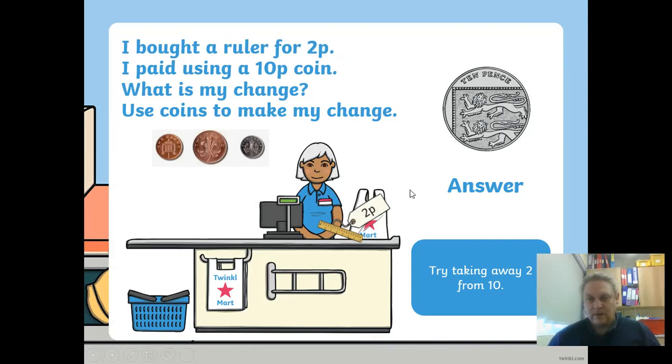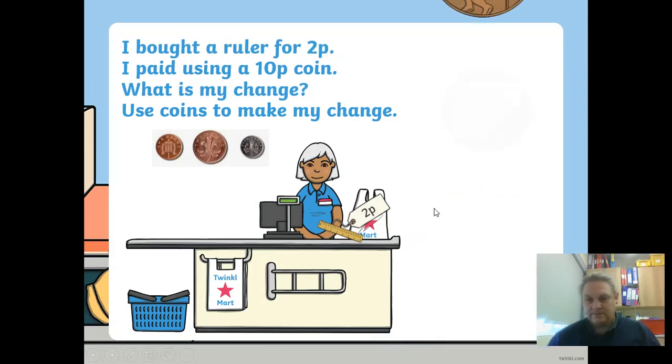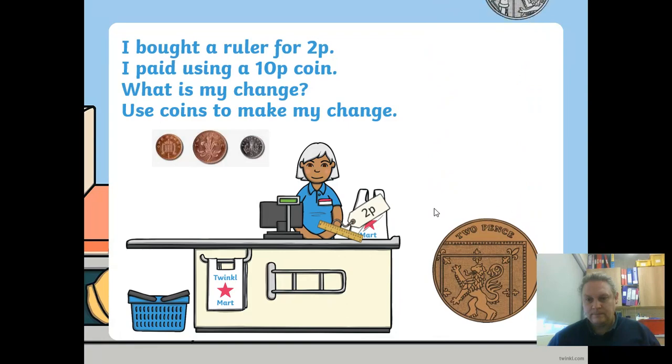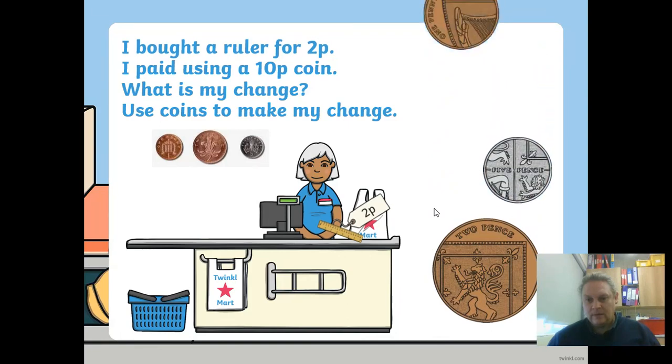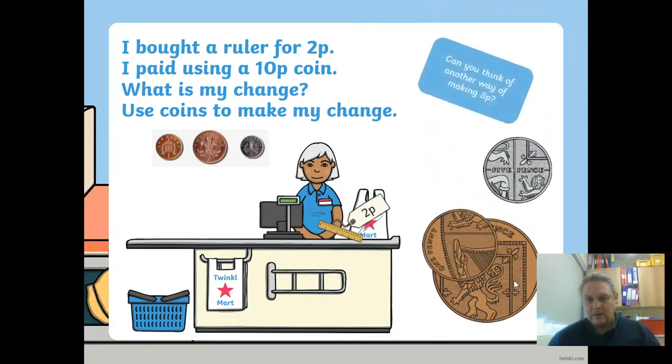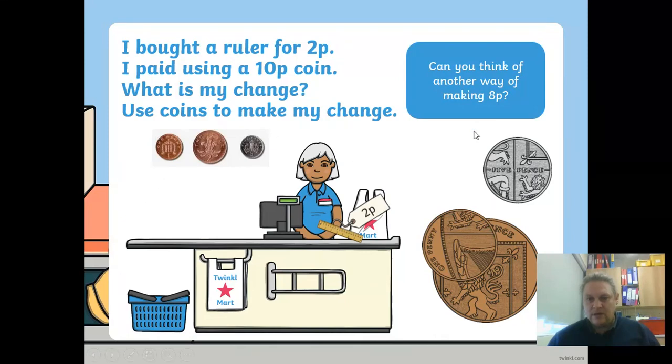Let's have a look at that. And there are our coins. That's our change. Your change is usually going to be made up of the least amount of coins that you could have. Could you make 8p another way? Yes, you could have 2, 4, 6, 8. You could have 4 2p coins, or again, you could have 8 individual 1p coins.